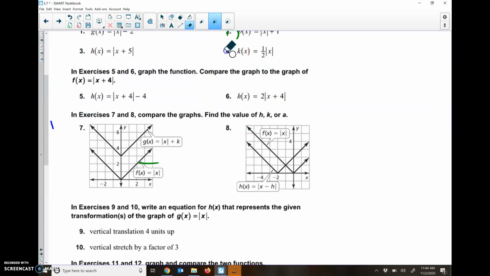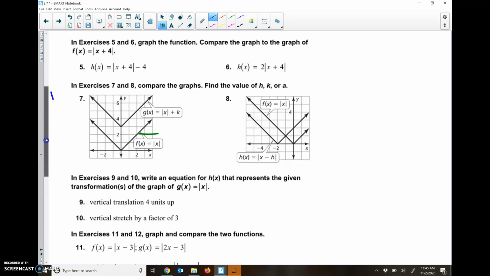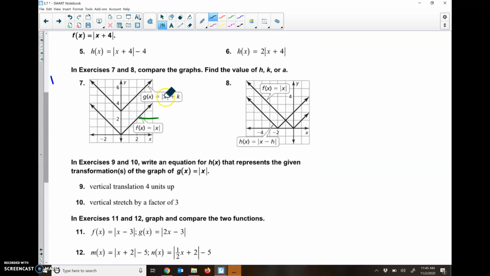All right. So let's look at something like 7 and 8. So here I have g of x equals absolute value of x plus k. So it knows that our graph moved, and it's even telling us, it's nice, what the plus sign was there. So it moved how many spots up? And if you look here, it went from 0 to 1, 2, 3. So really that k is 3.